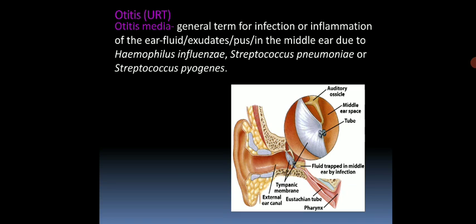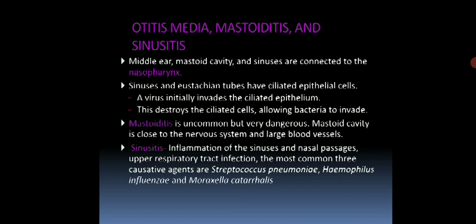Then otitis, that is an upper respiratory tract infection, and it is known as otitis media. It is the general term for infection or inflammation of the ear, with fluid, exudate or pus in the middle ear due to Haemophilus influenzae, then Streptococcus pneumoniae or Streptococcus pyogenes. So basically this infection is related to the ear and it is caused by Haemophilus influenzae as well as Streptococcus pneumoniae or Streptococcus pyogenes. Then otitis media, mastoiditis and sinusitis.